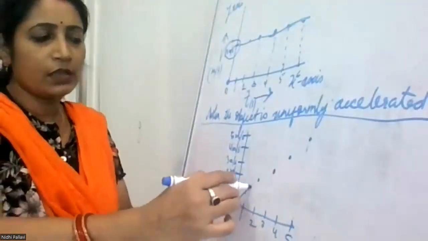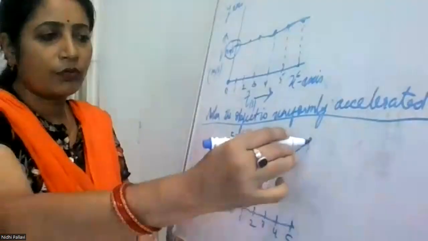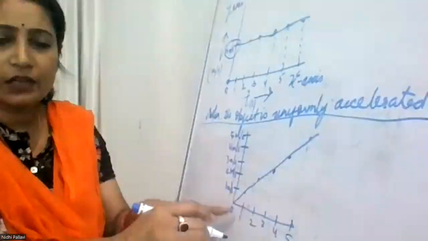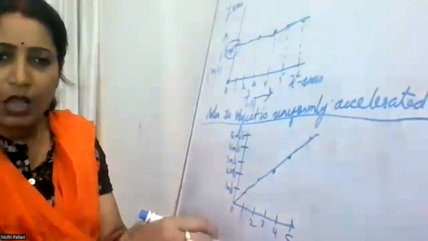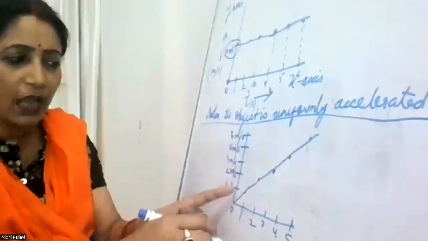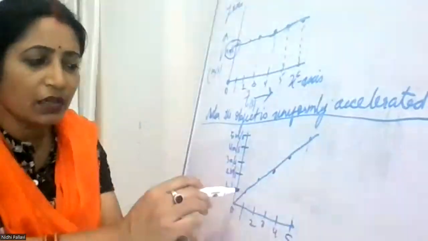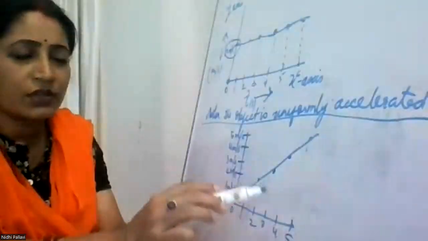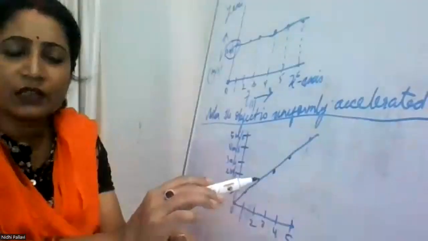So when you will join this, what you will get? You will get a slope. आपको क्या मिल रहा है? स्लोप मिल रहा है. तो यहाँ पर ये जो ग्राफ है वो किस चीज को शो कर रहा है? यूनिफॉर्मली एक्सेलरेटेड बॉडी को.